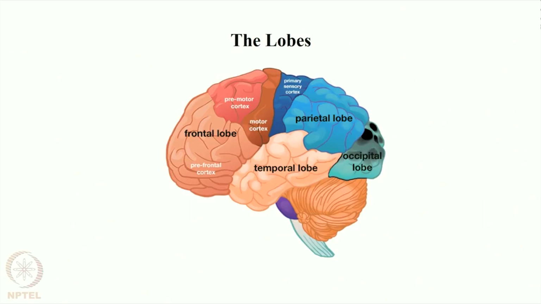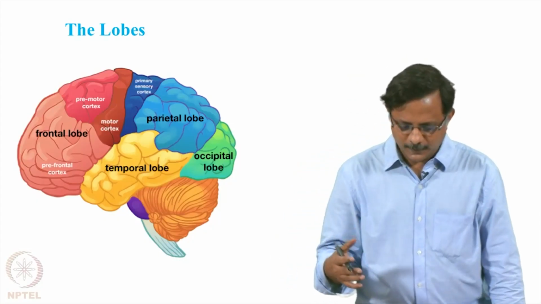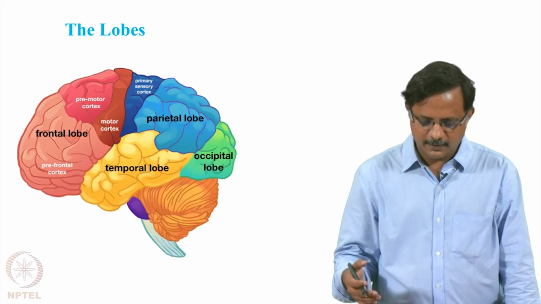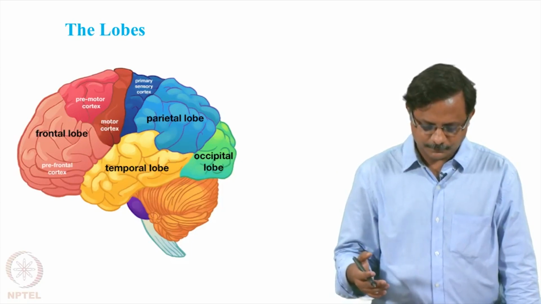For that let us quickly recall that there are these lobes of the brain, because lobes are superficial and so the cortex is also superficial. So there is the occipital lobe, and then there is the parietal and temporal and frontal lobe.